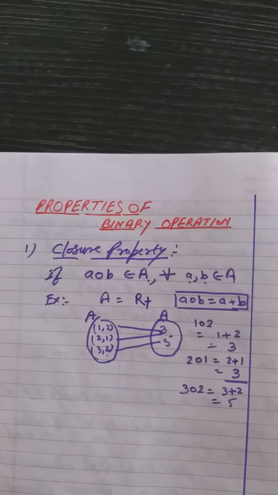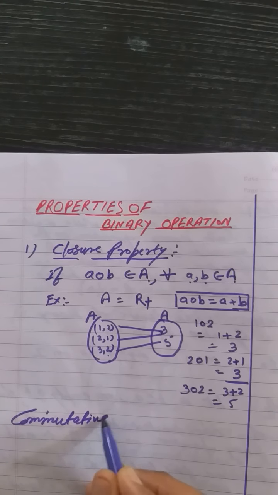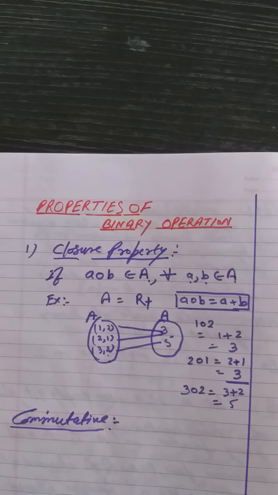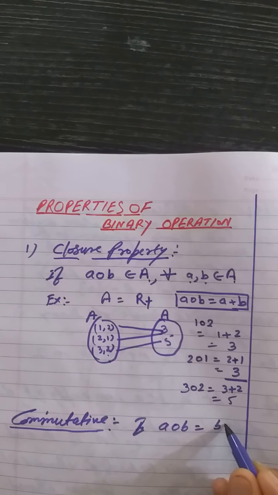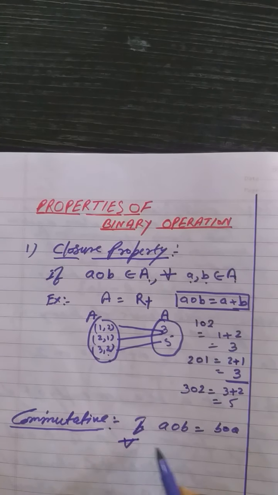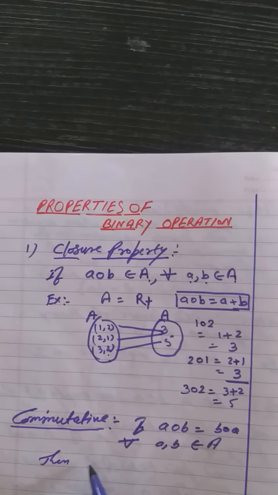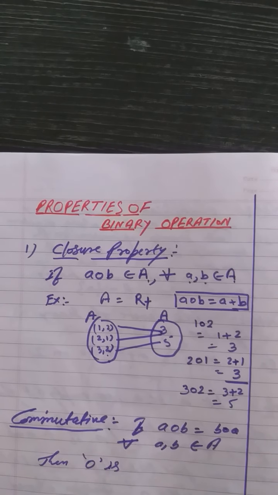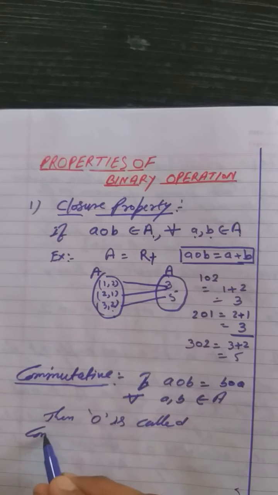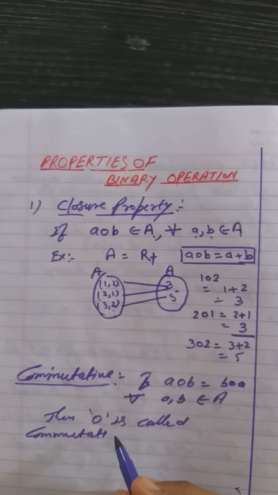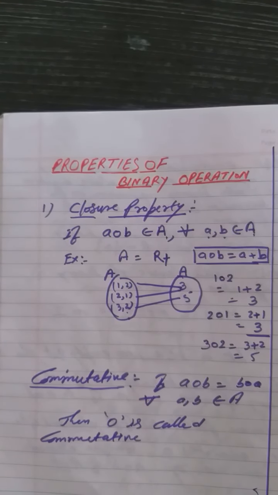Now come to the commutative property. If a O b equals b O a for every a, b belonging to set A, then O is called commutative, right? Okay, let us see by help of an example.